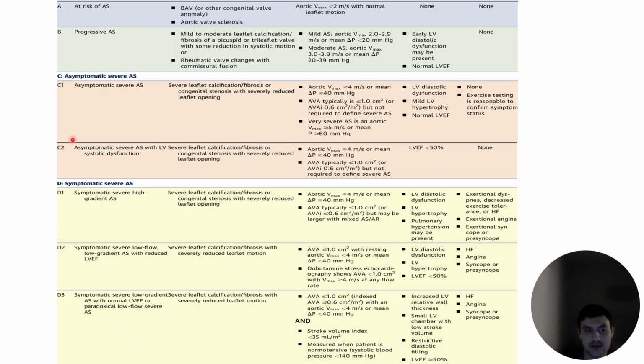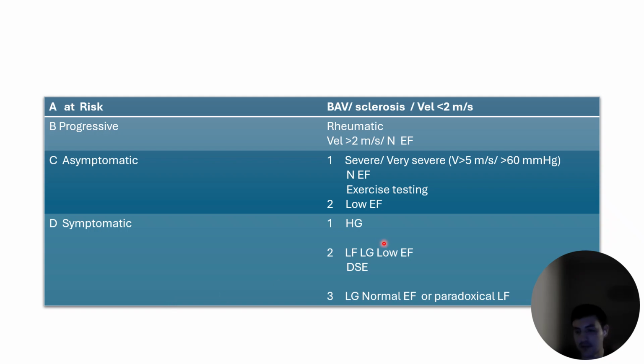Besides, it's stages A, B, C, D. A is at risk, B is progressive, mild to moderate, C is asymptomatic, D is symptomatic. And then you have different stuff that I did for you. A, at risk: you have a bicuspid aortic valve or sclerosis, meaning the velocity is less than 2, it's calcified. This is at risk. Progressive: rheumatic is already progressive, the velocity is more than 2, normally EF is normal, so this is mild to moderate. Then you have stage C asymptomatic and stage D symptomatic. Stage C asymptomatic, you have class 1 and class 2. Class 1 is normal EF, class 2 is low EF.